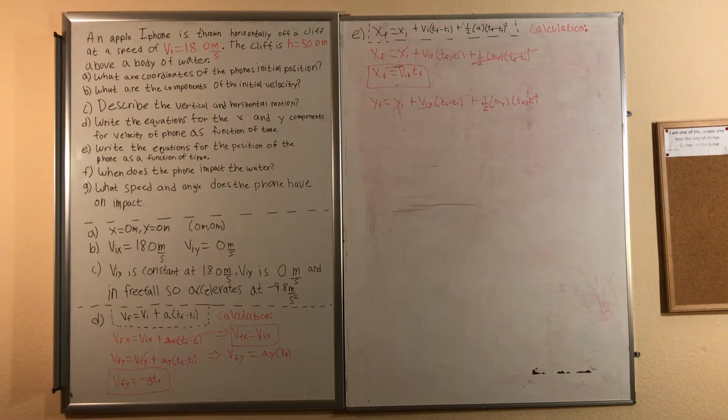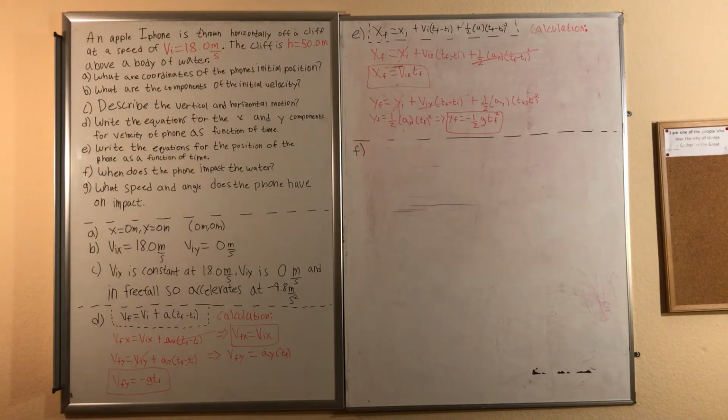This leaves the equation y final equals 1/2 times acceleration times time final squared, or y final equals negative 1/2 times g times time final squared. With the equations for x and y position, let's move on to solve F.